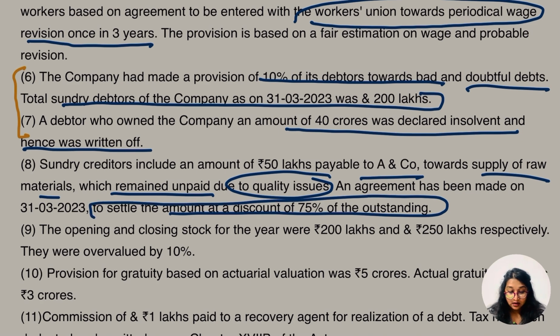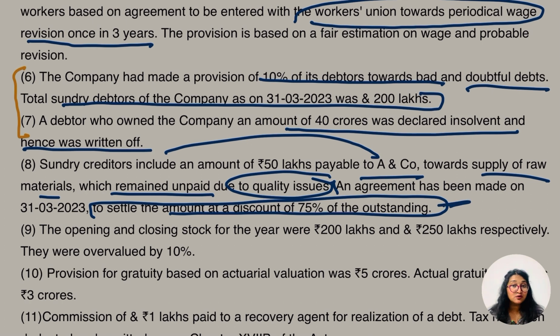Let me say it again: the sundry creditors include a total amount payable of 50 lakh, which is to be paid to A and Company. But due to some quality issues, they left it unpaid. So there was an agreement, and later on both parties decided, on the date mentioned here, 31st March 2023, that the company is going to settle the unpaid amount, but they are going to get the amount at a discount of 75% of the outstanding.